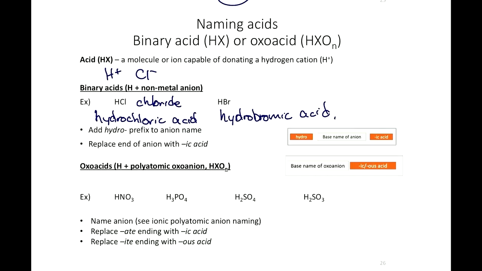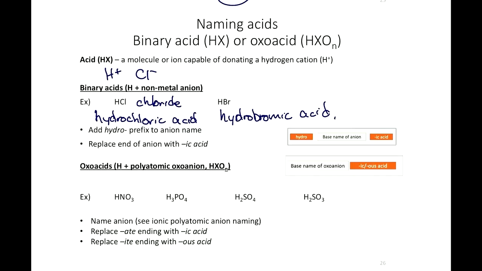I is iodide, so it would be hydroiodic acid. That's it, right? So this is how I remember it. HCl, HBr, HI, those are all very, very short acids, right? It's just like 2 letters, but they have really long names, and that's how I remember it. HCl, hydrochloric acid. It's a short acid formula, but it has a really long name.